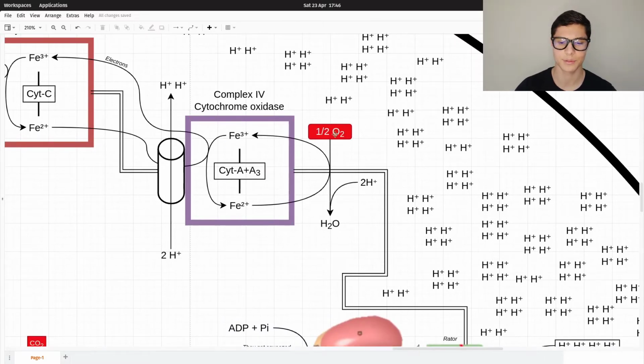And then the last step is with oxygen. Have you heard in some book that oxygen is the last acceptor? Well, this is why. Because indeed it's going to get those electrons as the last one and is going to be converted into water.